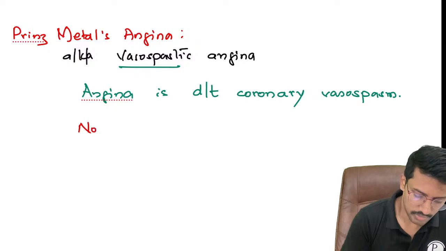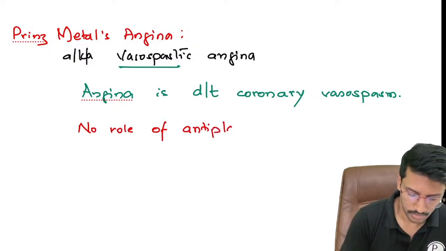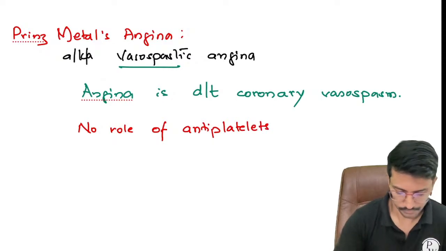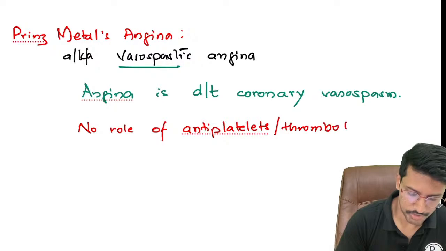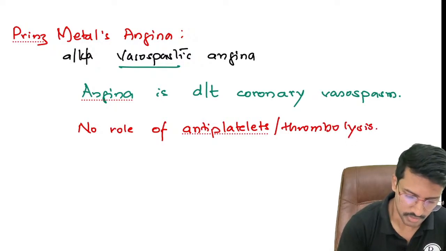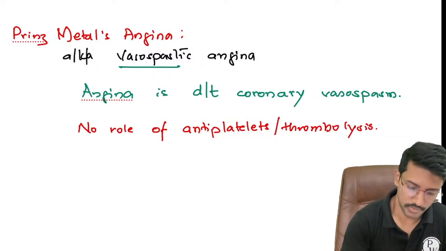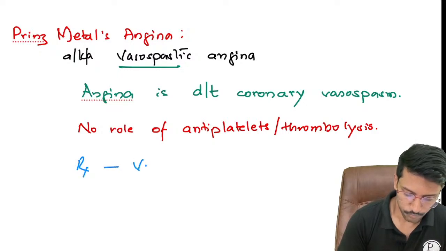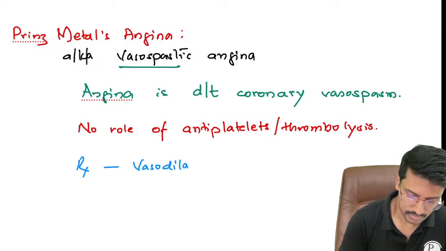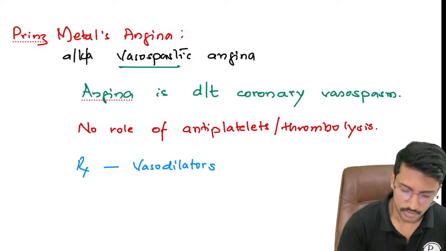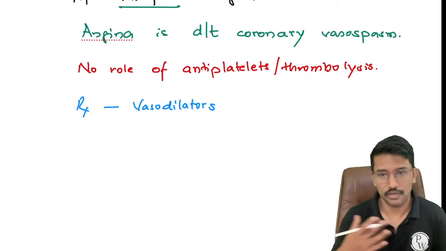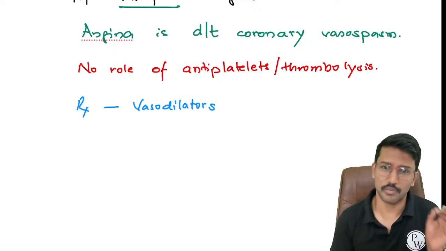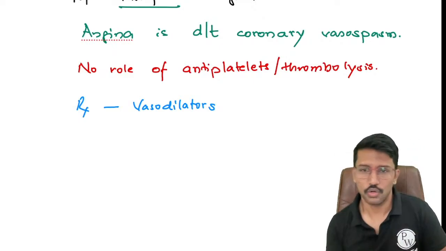So just remember that there is no role of antiplatelets or thrombolysis in management of these patients, because here it is due to coronary vasospasm. So treatment will be with vasodilators. For a regular case, you can consider using calcium channel blockers, right? And whenever an attack of angina happens, as usual, sublingual nitrates will be the drug to go for.